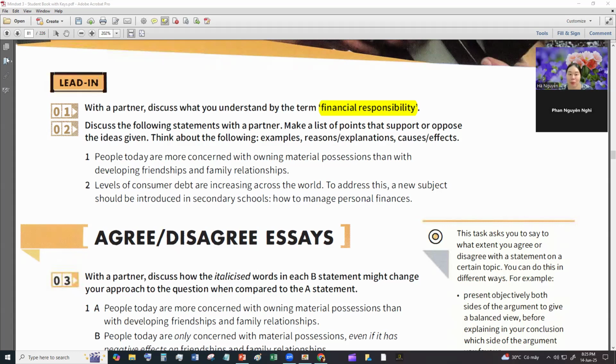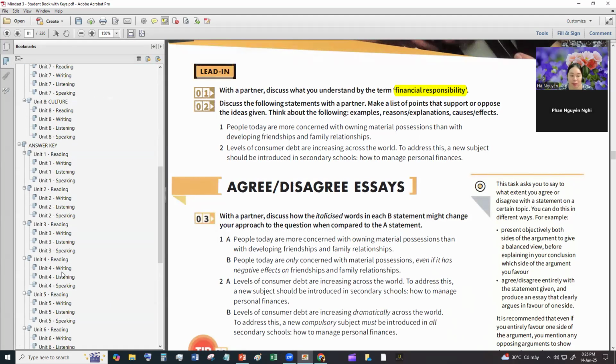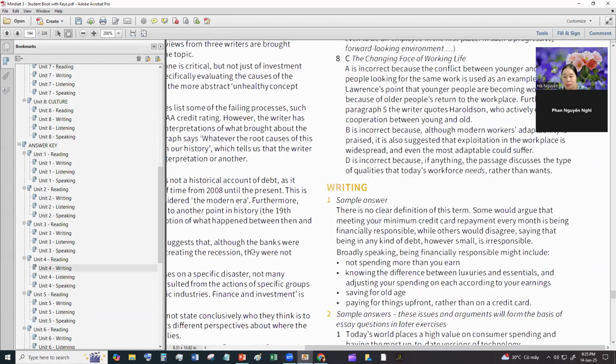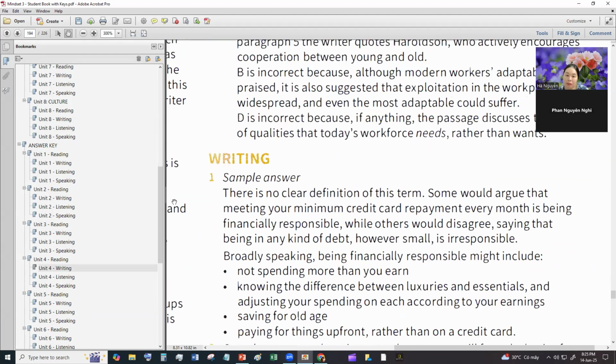So now let's look at the book and see what it tells us about financial responsibility. So first off, the book says there is no clear definition for this term. Some would argue that meeting your minimum credit card payment every month is being financially responsible, while others would disagree, saying that being in any kind of debt, however small, is irresponsible.